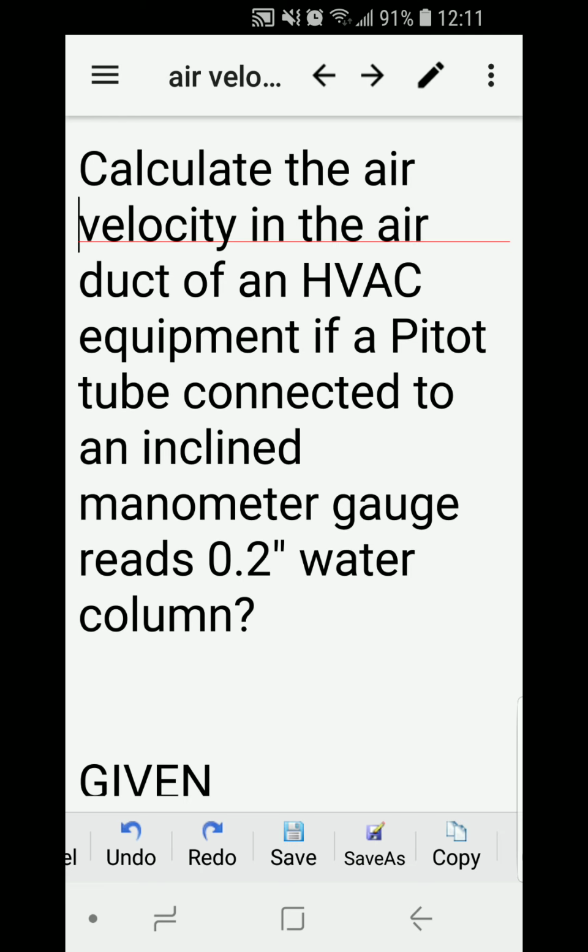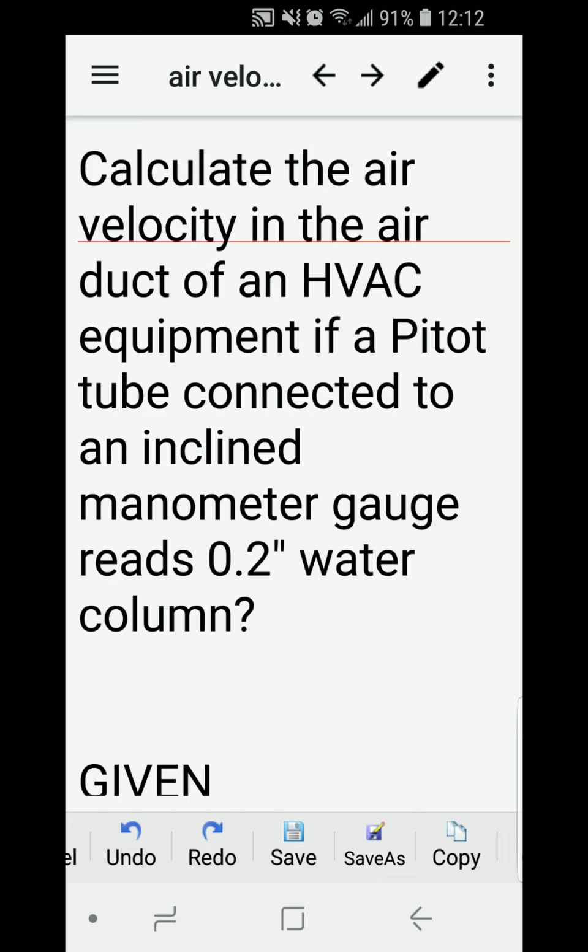Calculate the air velocity in the air duct of an HVAC equipment if a pitot tube connected to an inclined manometer gauge reads 0.2-inch water column. A pitot tube is an instrument for measuring the static pressure and velocity or total pressure of an air duct.